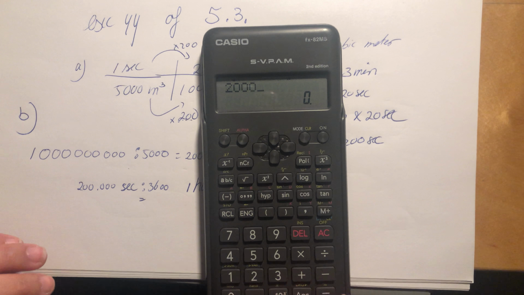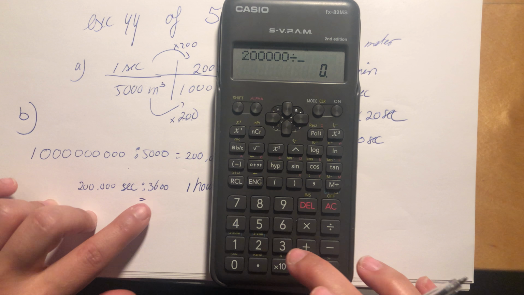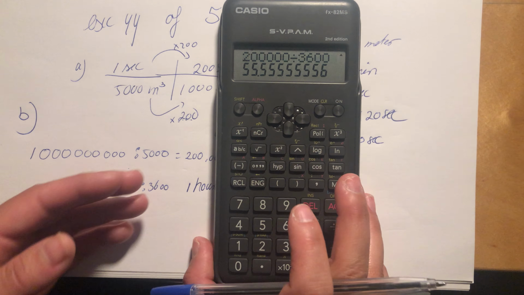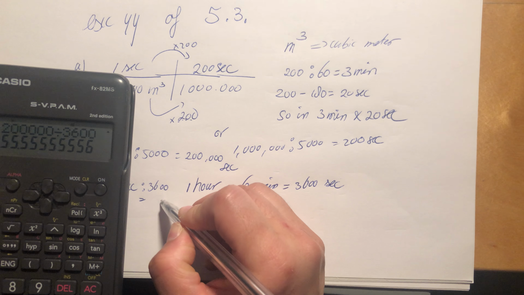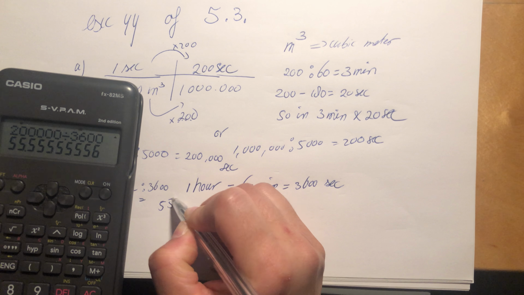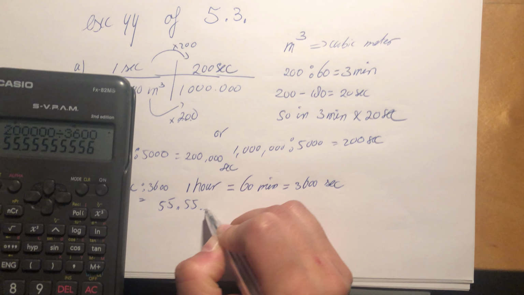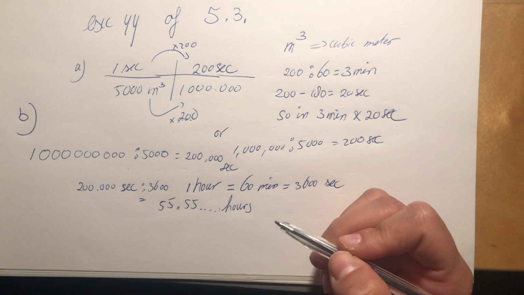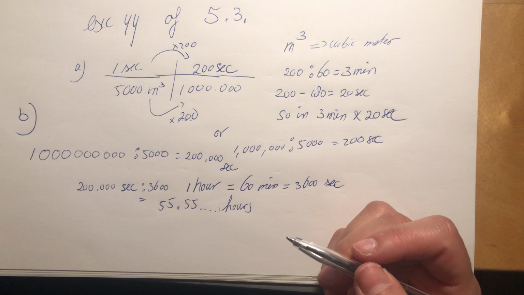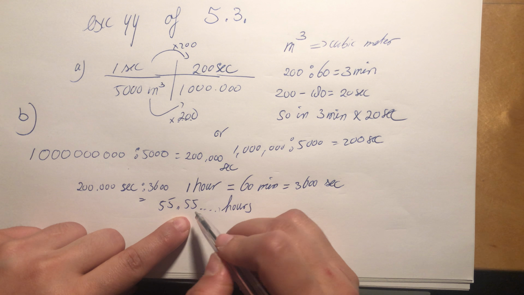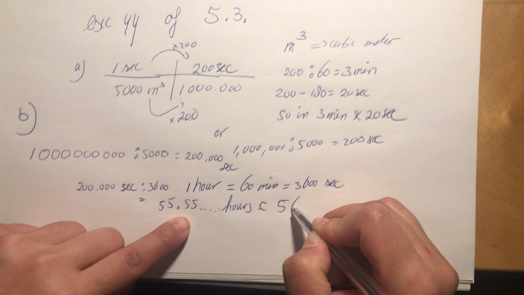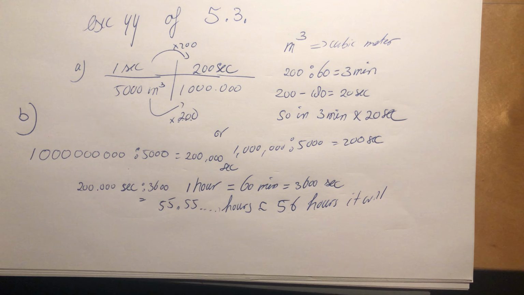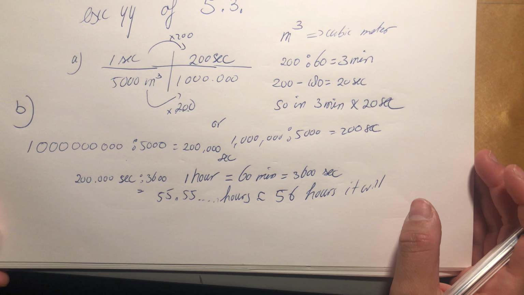And there are many ways to calculate this. This is just one of the ways. And then you find out that eventually you get 55.55, etc., hours. And they say round to the nearest hour. Well, the nearest hour, we round up, will be 56 hours it will take for 1 billion cubic meter of water to fall down.